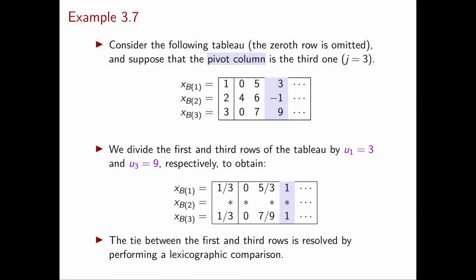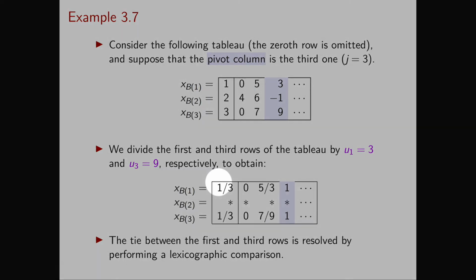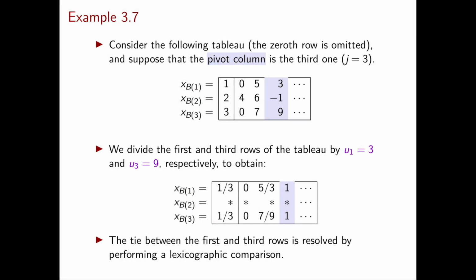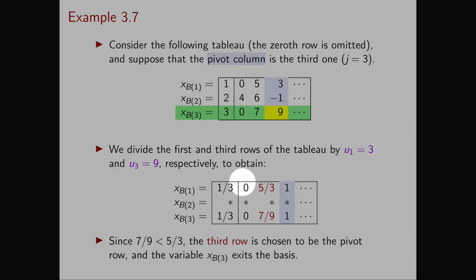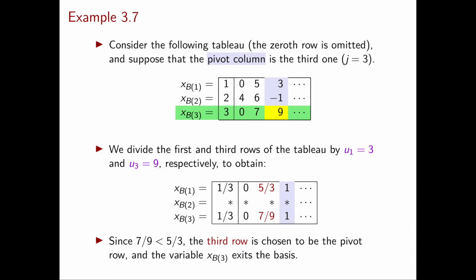Equivalently, you could have followed word by word our pivoting rule, and you could have immediately divided the full first row by 3 and the full third row by 9. And then the tie between the first and third row is resolved by performing a lexicographic comparison of these two row vectors. The two vectors coincide in the first two entries but differ in the third, and since 7 divided by 9 is the smallest, then the third basic variable exits the basis.